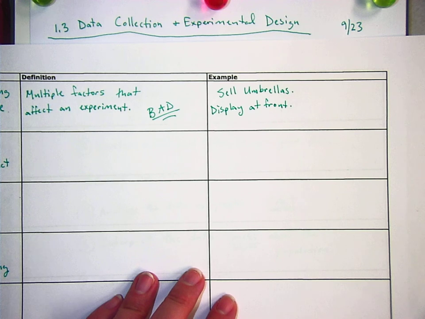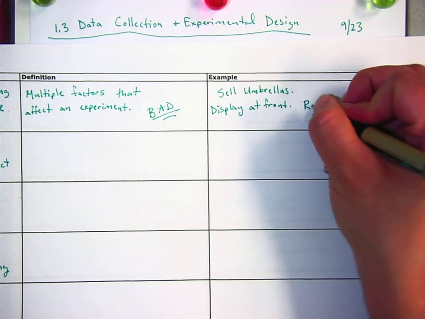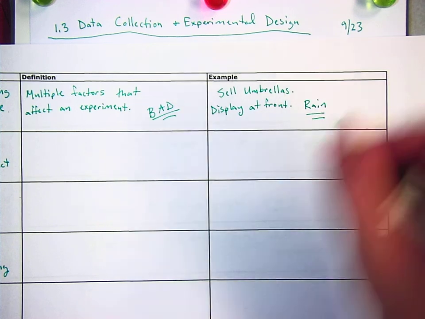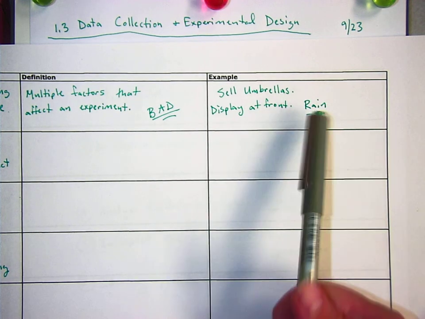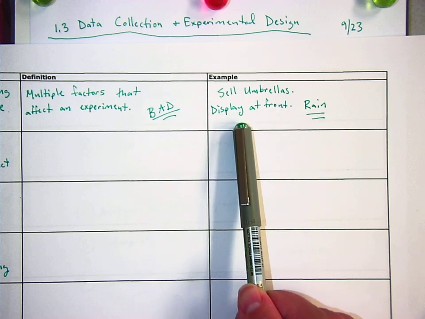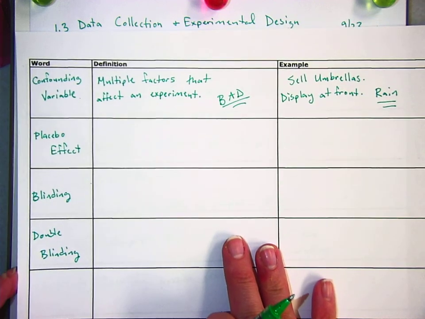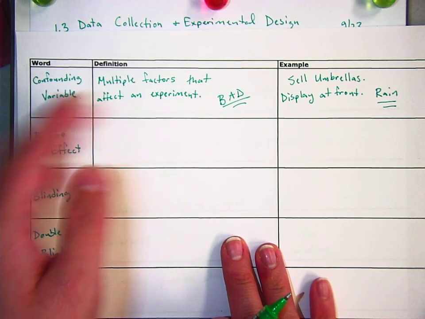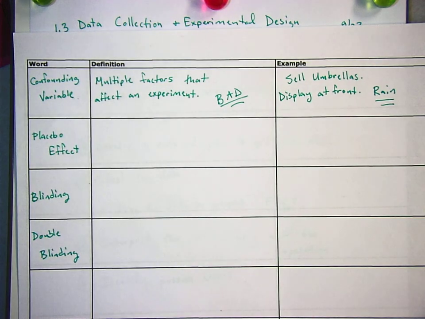And you're trying to collect data. How many umbrellas am I going to sell today? And then it starts to rain. And you sell a lot of umbrellas that day. So the question is, was it because of the rain? Or was it because of the display at front? Or was it both? See, confounding, that word sounds like confusing, and that's what happens. It's when you have two things at least happening in an experiment, you're not really sure, you got a result, and you're not really sure what caused it.